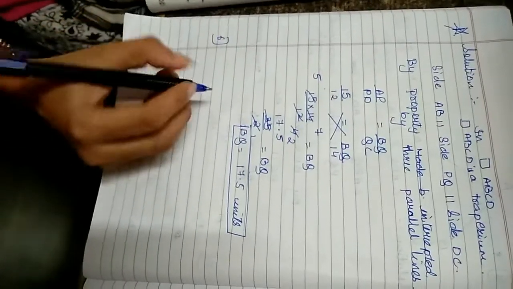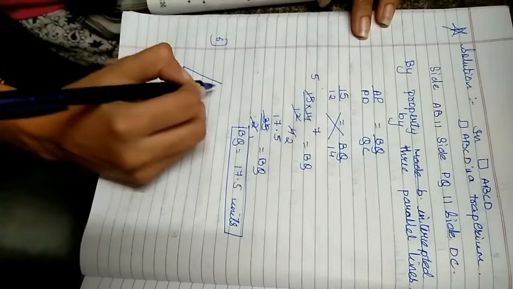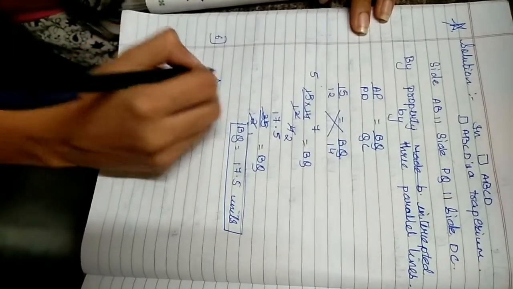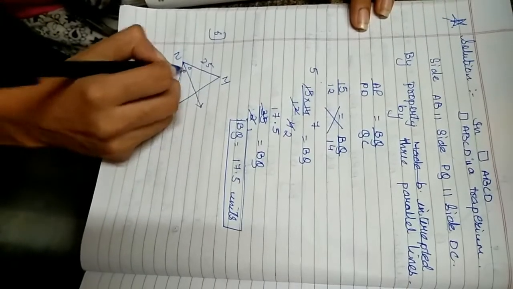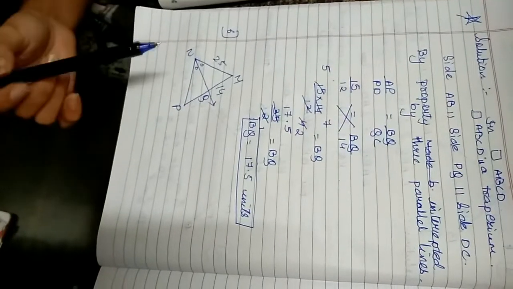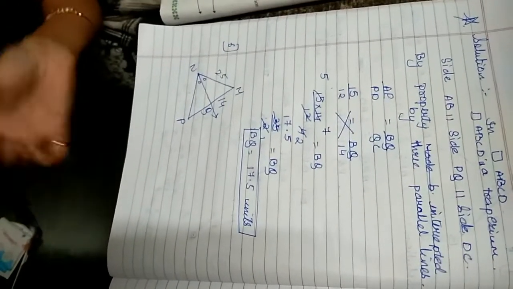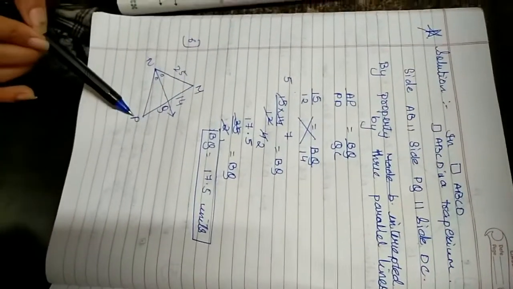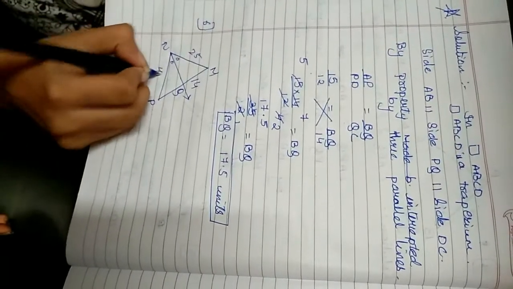Next, sixth sum. Find QP using the given information in the figure. Now again, in this figure, NQ is the bisector of angle MNP. Therefore, you will use the angle bisector property, that is NM upon NP is equal to MQ upon QP, and find out the answer.